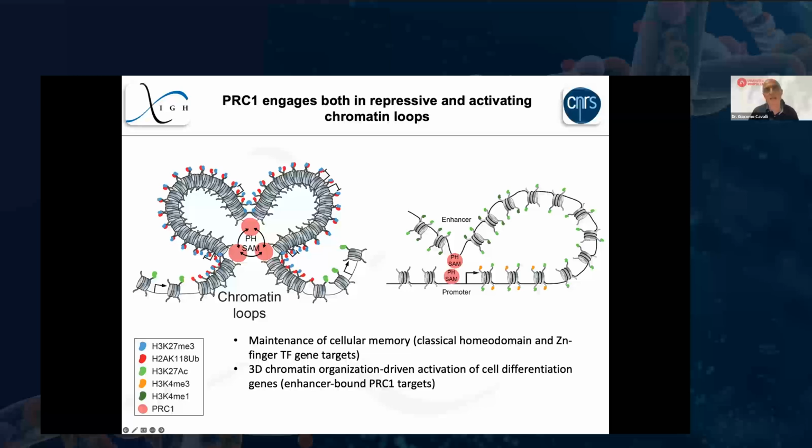So at the same time, you maintain cellular memory by maintaining silent chromatin states, but you can also accompany activation of target genes in a subset of the targets which are developmentally important and, by the fact that they drive differentiation of cells, they prevent cancer.